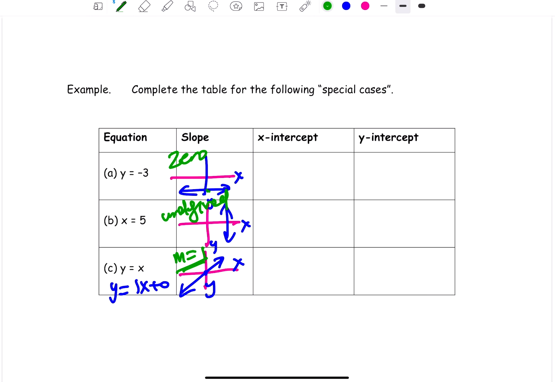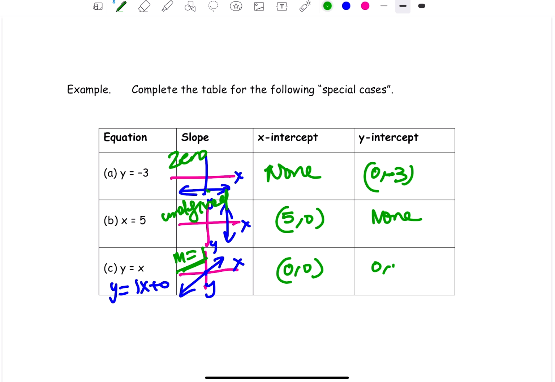For y is equal to -3, x-intercept is none. This graph is not going to touch the x-axis at all. It is going to touch the y-axis at -3. The next graph, x-intercept is 5, 0, and it does not have any y-intercept. It's never going to touch the y-axis. For the next one, the x-intercept is 0, 0. Y-intercept is also 0, 0. It only touches the x and y axes at the origin only.